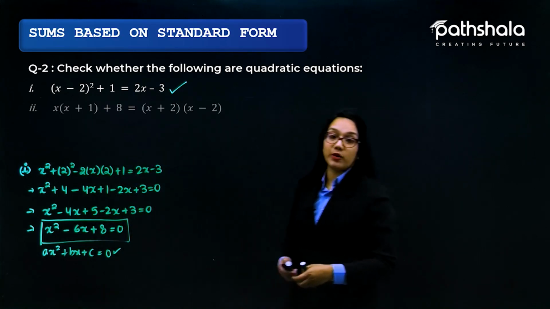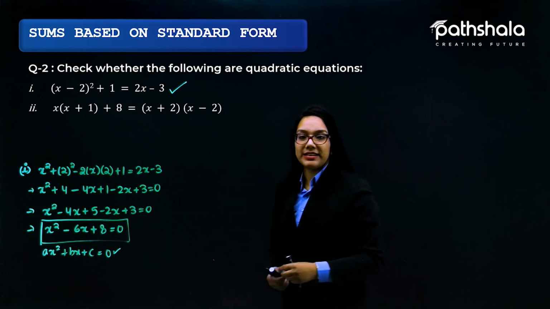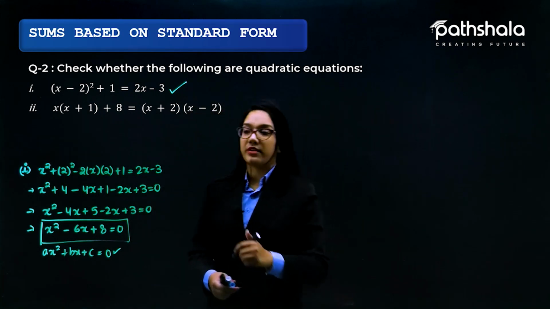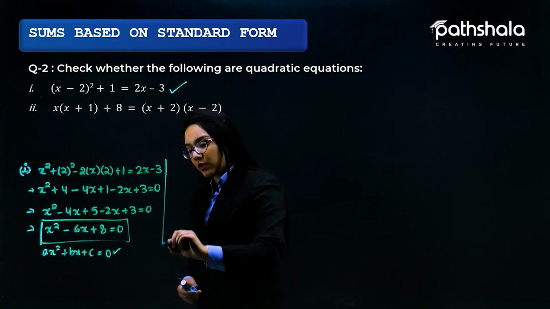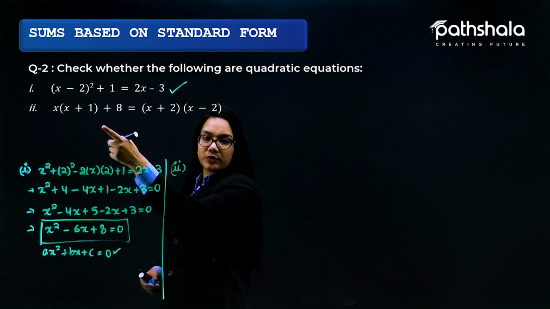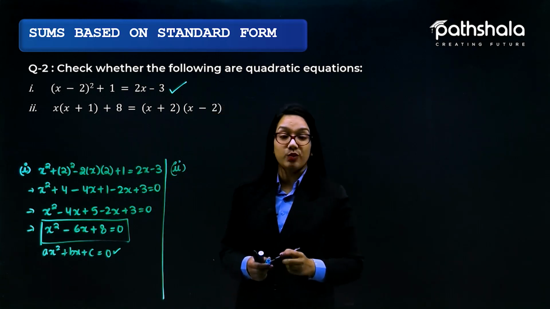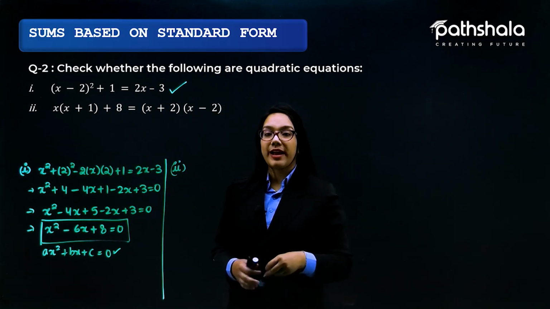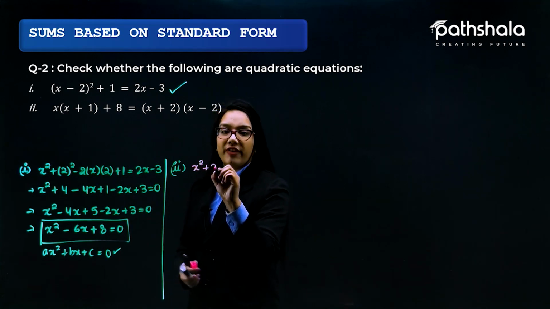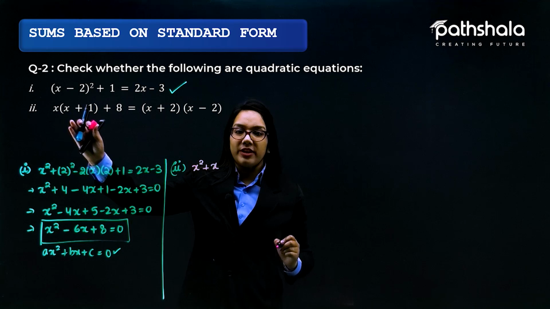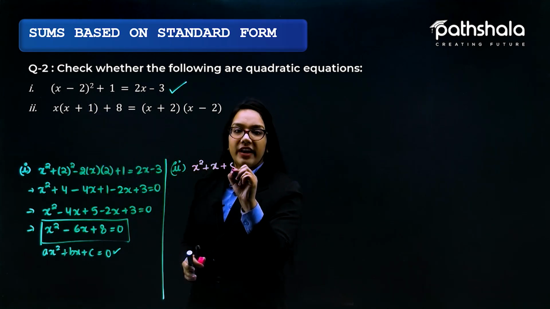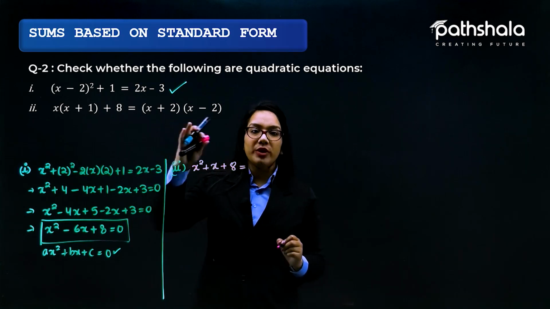Let's further talk about the second part. The second part is x into x plus 1 plus 8, which is equal to x plus 2 into x minus 2. So let's solve this particular part. We start by multiplying x into x plus 1. If we multiply x into x plus 1, we will have x square plus x. X multiplied with x, x into x is x square, plus x into 1 is x, plus 8, which is equal to x plus 2 into x minus 2.